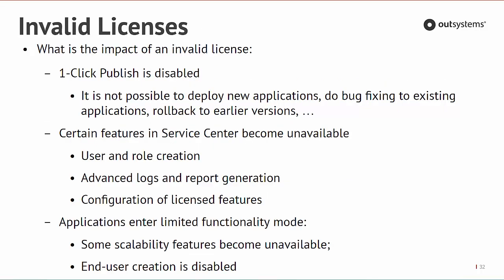So what is the impact of an invalid license? First of all, one-click publish is disabled. So you can't deploy new applications. You can't do any sort of bug fixing to existing applications because they require one-click publish. And you can't roll back to earlier versions because, again, this is publishing a previous version. So one-click publish is disabled.